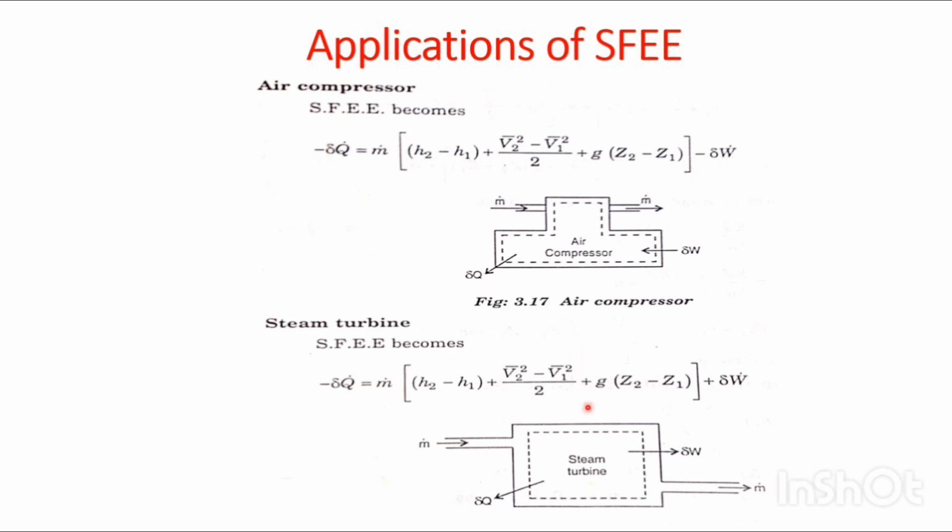Now, steam turbine. In the steam turbine, work is done by the system, and at the same time heat is leaving the system. So here heat is rejected from the system, which means it is considered negative here. Work is done by the system, so here work done is considered positive. So I have considered plus here. The rest of the SFE equation remains as it is.